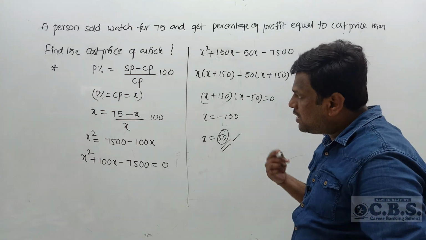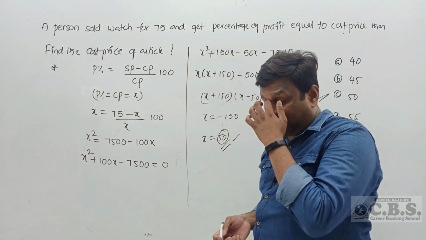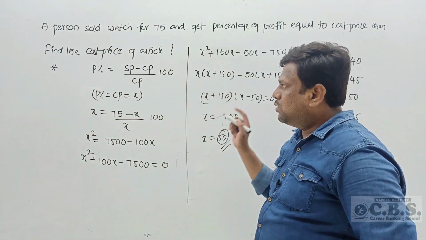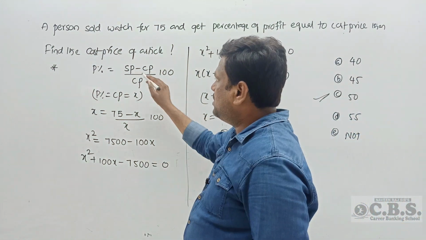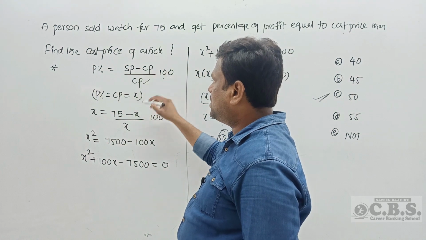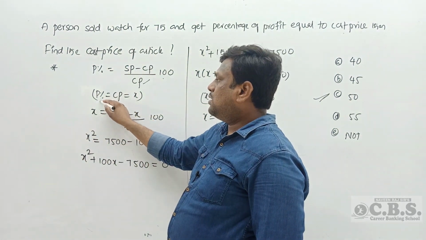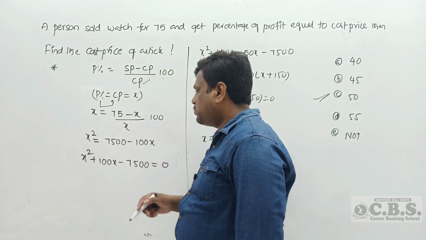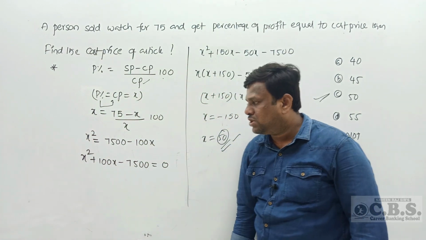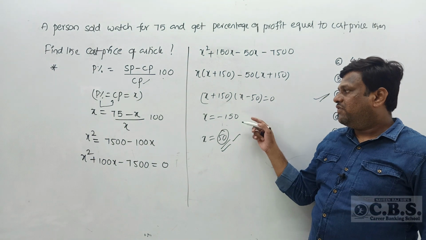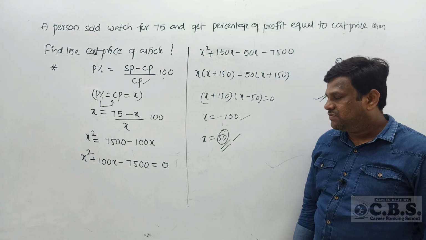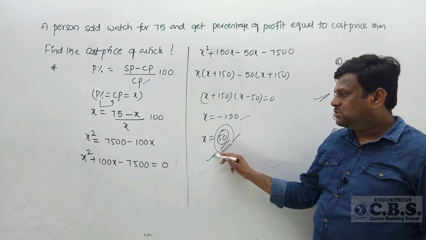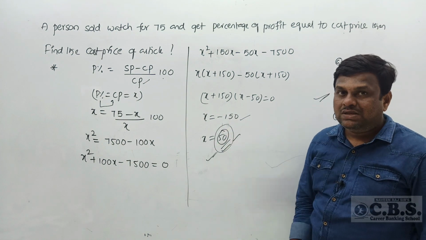This is the quadratic equation method, but individually it's a time-taking procedure to answer this question. Here, profit percentage is equal to (selling price minus cost price) by cost price into 100, where the profit percentage and cost price are numerically equal. Let it be X. I substitute the X value and use the factorization method to find the value. One of the values is minus 150 and the other is plus 50. Price is always a positive value, so 50 is the right answer. So option C is the right answer.